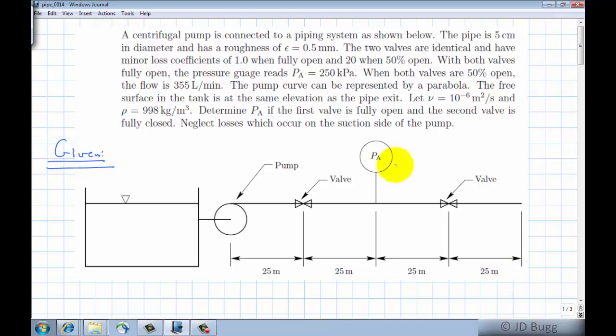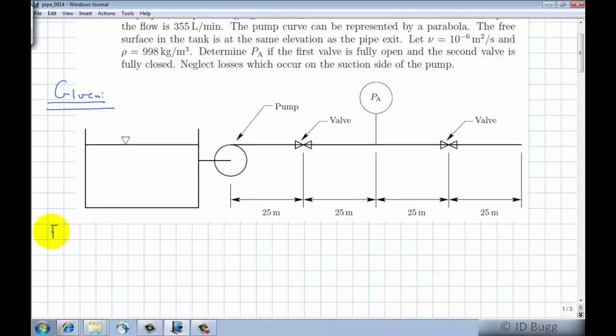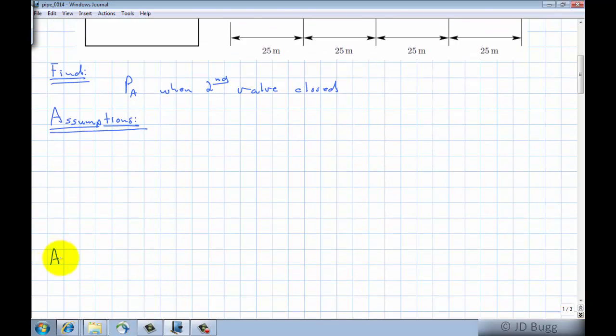Now what we're asked to find is if we close this valve, what does this pressure become? So let's make a note of what we're asked to find. So find PA when the second valve is closed. And we'll keep a list of assumptions as we go through this. And we'll begin our analysis down here.